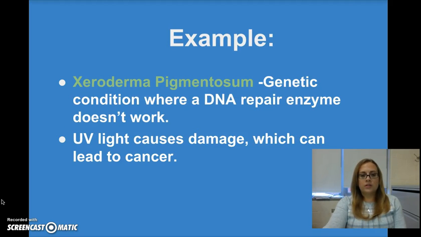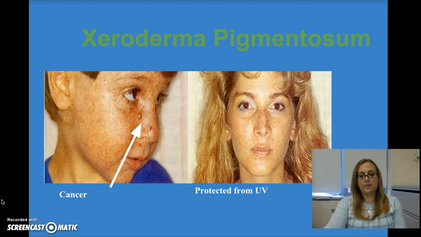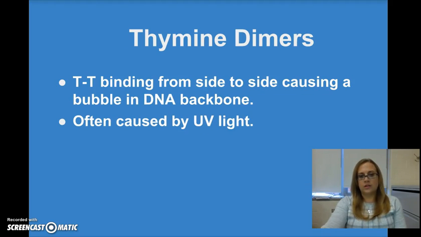Just a really quick example is xeroderma pigmentosum. This is a genetic condition where a DNA repair enzyme doesn't work. You're going to have UV light cause damage, and then that damage is not going to be fixed, and so it can lead to cancer. So here you see, like, they look like moles right here. So that is skin cancer. So that boy is having some issues. You don't expect to see skin cancer like that in a child.